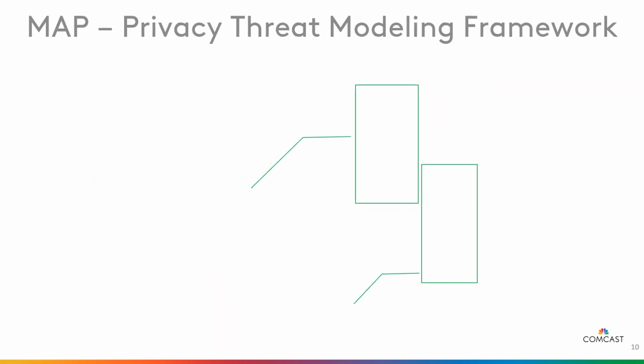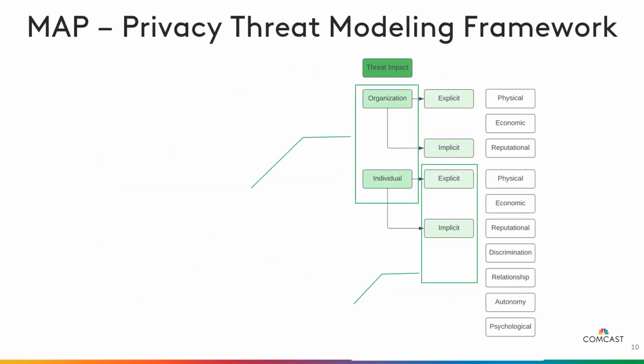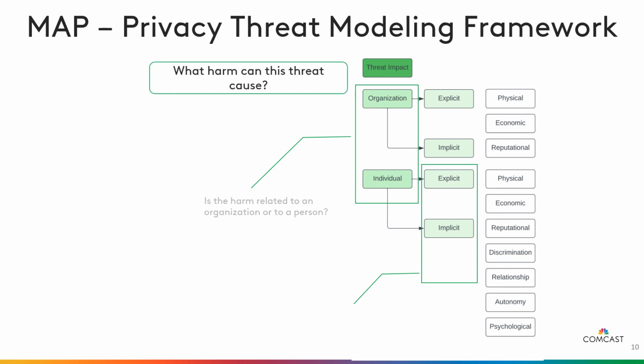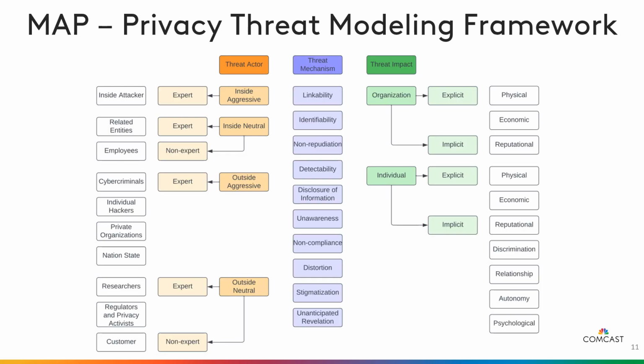The third and final component is threat impact, the harm a privacy threat can cause. We divide harm into 2 categories, organizational or individual. We further divide these harms as explicit or implicit based on whether they can be measured or not. Combining the three, we get an overall privacy threat modeling framework. To know more about each category, you can visit the GitHub repository link given at the end of this presentation.